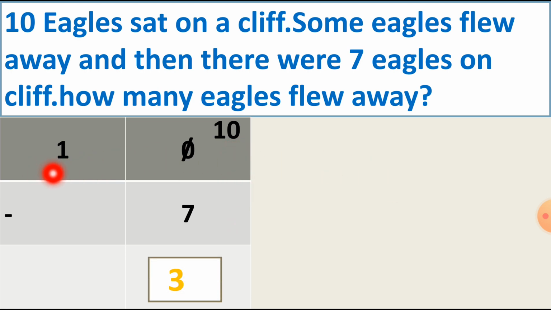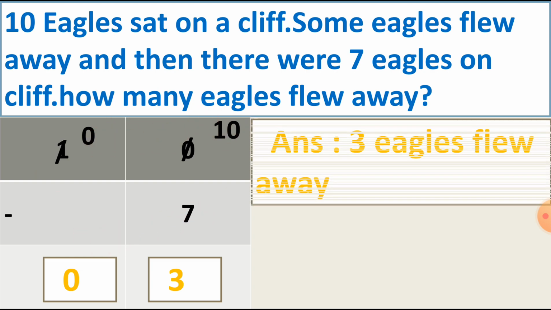And here we are taking 1 ten from this, so we have to cut this number by 1. So 1 minus 1 is equal to 0. Now we can put this 0 here. So how many eagles flew away? We can write down the answer that 3 eagles flew away. This is very easy if you identify the keywords. So this is the sum and you have to write these sums into your fair book.